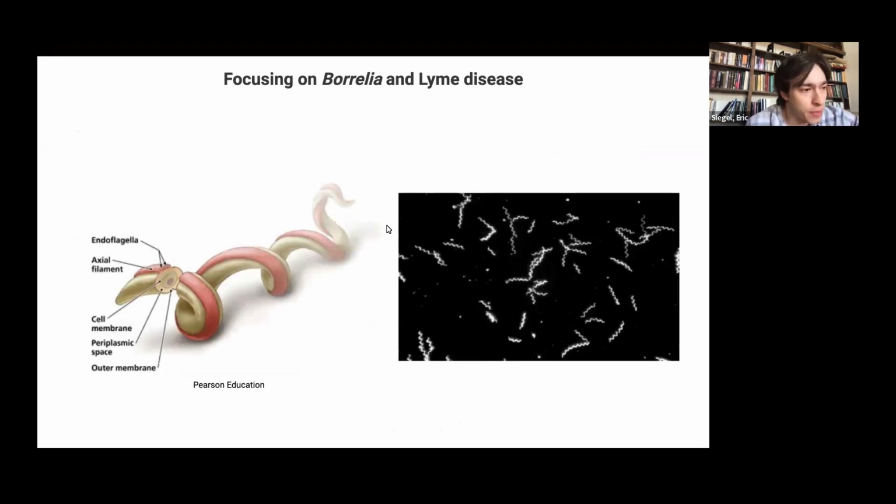It has a linear genome that's composed of a single linear chromosome and numerous linear and circular plasmids. Many of these are essential for host infection and immune evasion. Interestingly, it lacks common biosynthetic pathways, such as those that are needed for amino acid and fatty acid biosynthesis, making it really dependent on its host for nutrients.